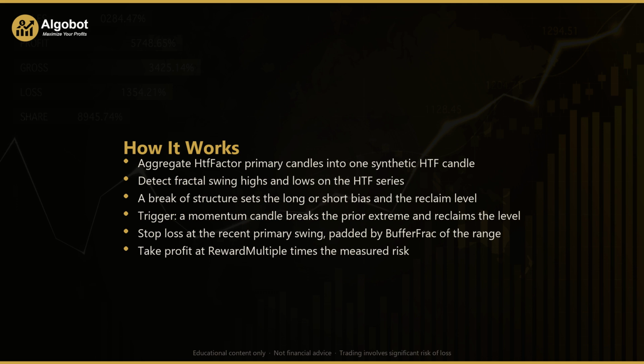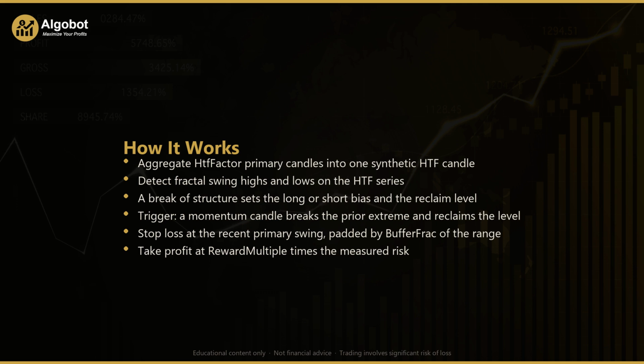With a bias in place, attention shifts to the primary time frame for the trigger. For a long, the strategy requires three things at once. The trigger candle must close higher than it opened. It must close above the previous candle's high, and it must close above the stored reclaim level. When all three line up, the expert advisor signals a buy. The short side is a mirror image, a bearish candle closing below the previous candle's low and below the reclaim level. Risk is then defined by structure, not by guesswork.